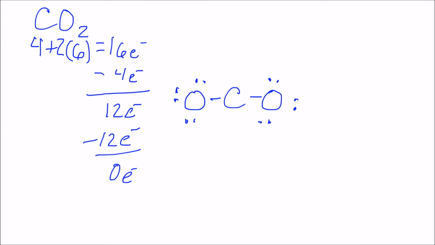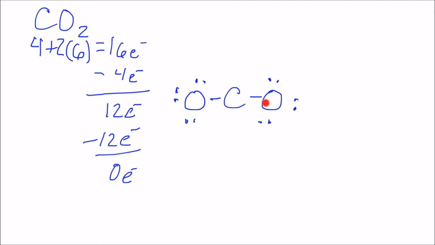Okay, so let's check the oxygen. We've got 2, 4, 6, 8. There are 8 electrons around this oxygen. And now here's a shortcut. This oxygen looks just like this oxygen, which means they have to be identical. So that means this also has 8 electrons around it.